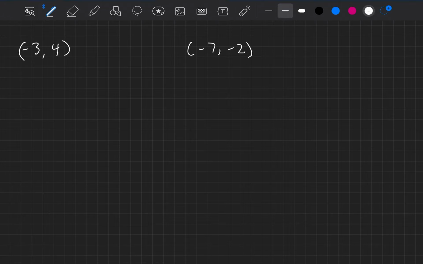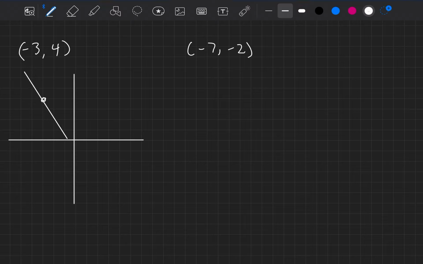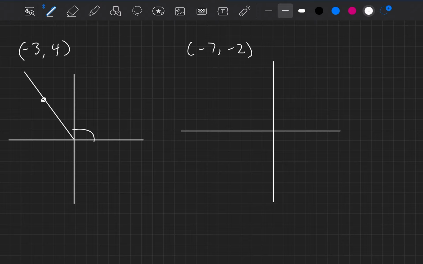Okay, now let's put these points on the grid. So negative 3, 4 would be here. And then basically the angle, we can draw it like this. And we can write sine, cosine, and tangent by doing all of that too, but we'll talk about that a little bit later. This one would be negative 7, negative 2, which would be 1, 2, 3, 4, 5, 6, 7, and then down 2. So that would be our angle.